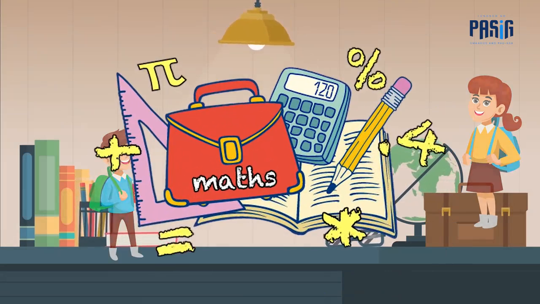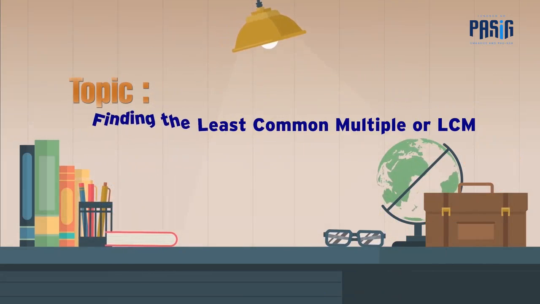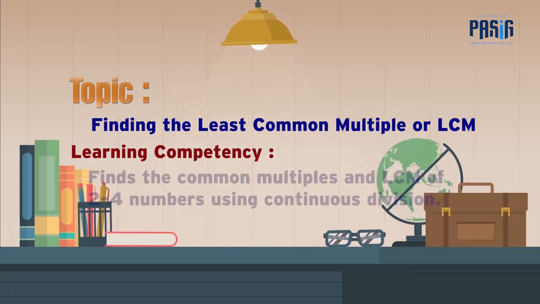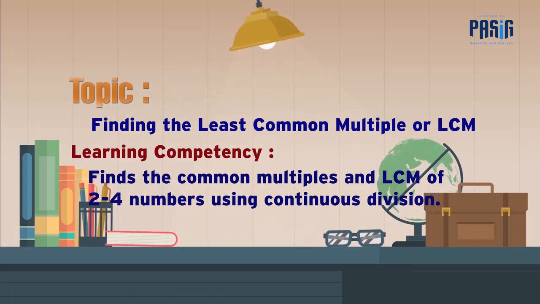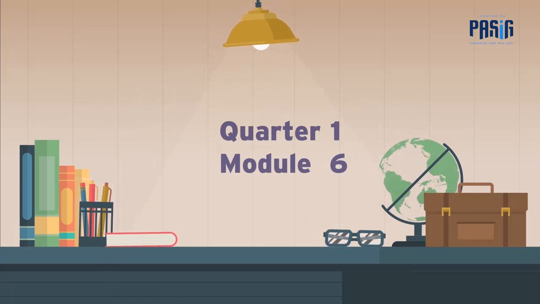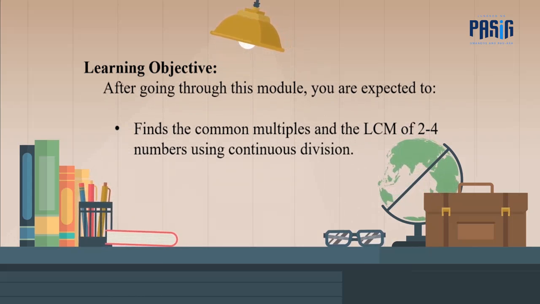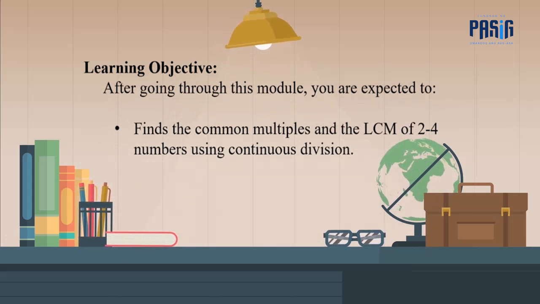Our topic for today is about finding the least common multiple or LCM. Learning competency: finds the common multiples and LCM of 2 to 4 numbers using continuous division. Quarter 1, Module 6. Our learning objective: after going through this module, you are expected to find the common multiples and LCM of 2 to 4 numbers using continuous division.